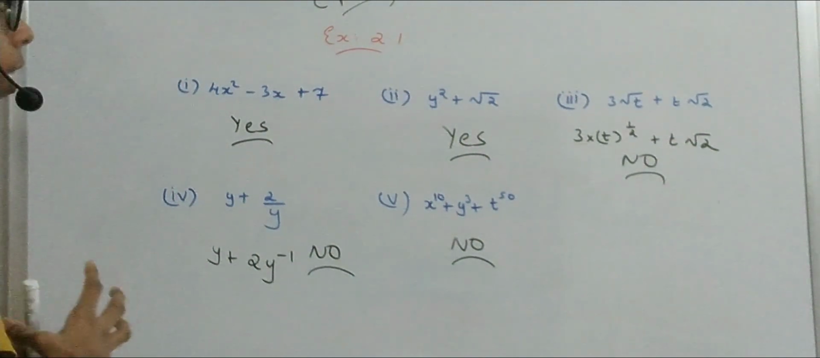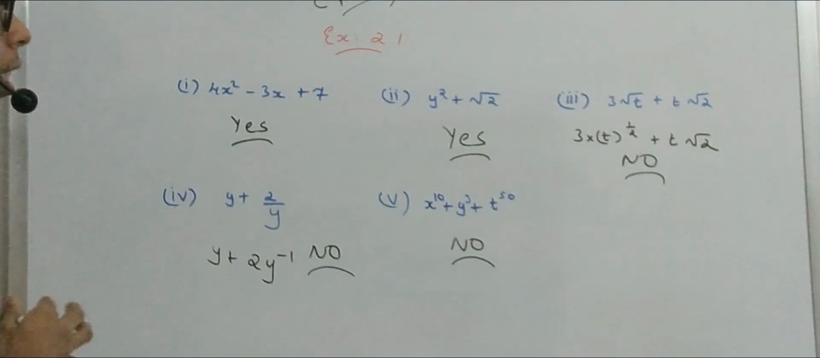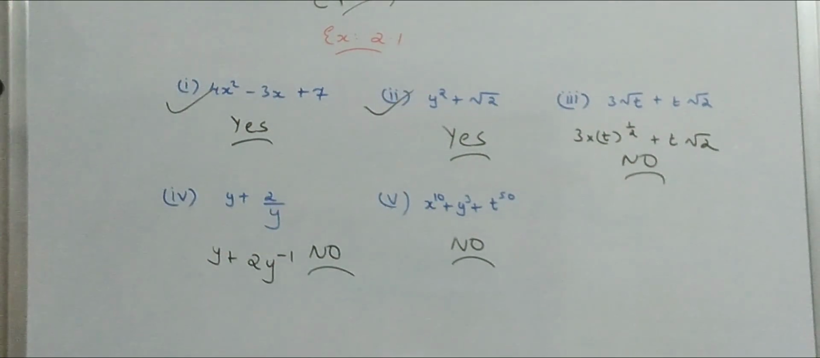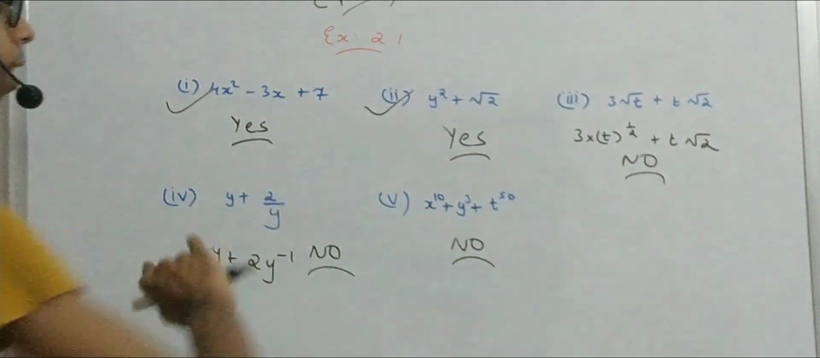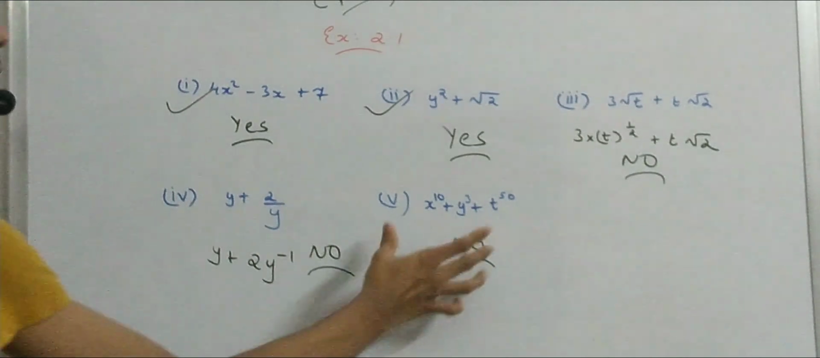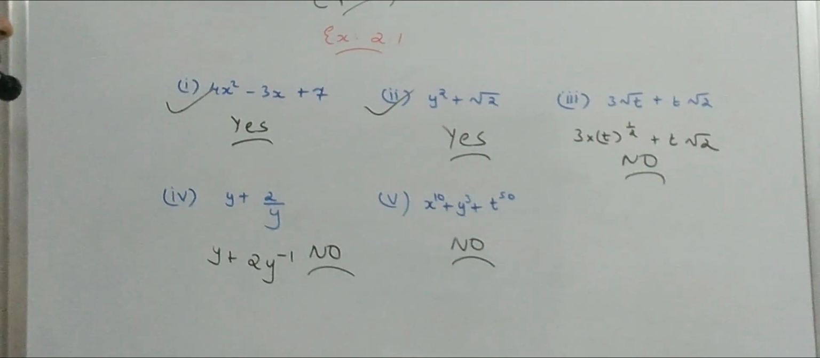So which are the polynomials in one variable? Your first one and the second one are polynomials in one variable. Rest all are the other, this third and this fourth are not at all polynomials, and your fifth one is a polynomial in three variables. It is not a polynomial in one variable. Okay, I hope it is clear to you.